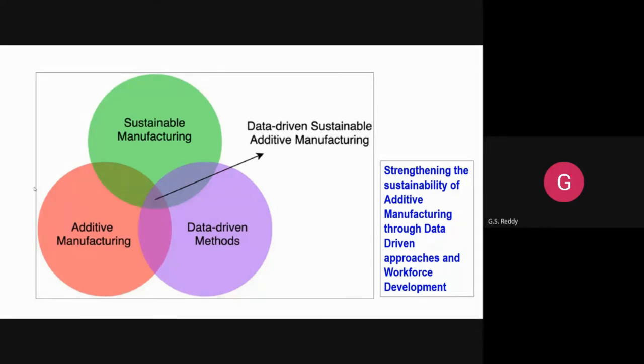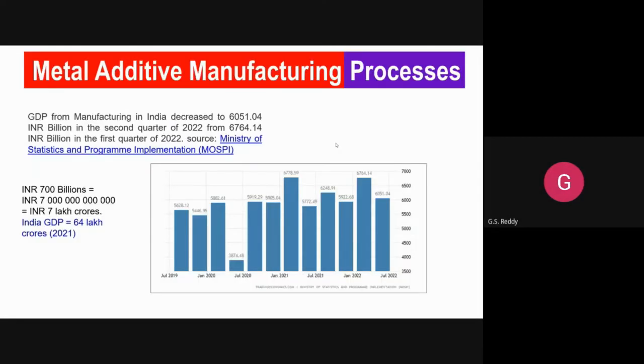Okay, so here, where the three circles are intersecting, what it emphasizes is data-driven sustainable additive manufacturing. That means we have to work towards keeping it sustainable. So what is the motivation for young mechanical engineers in relation to additive manufacturing?